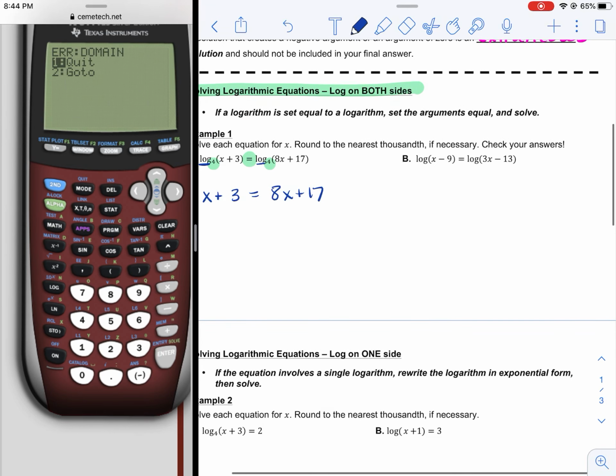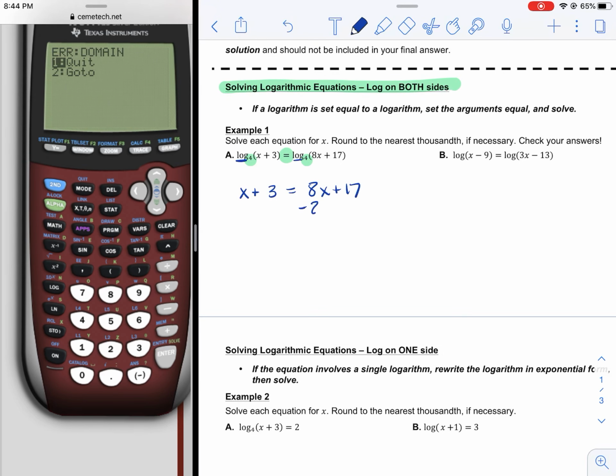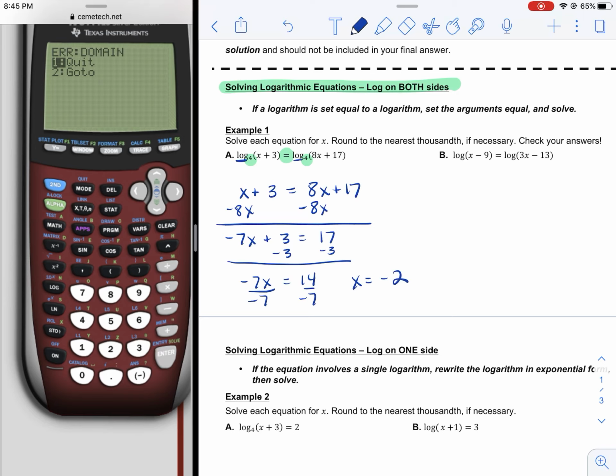Okay, and then from here, I'm going to go ahead and subtract 8x from both sides. And I get negative 7x plus 3 equals 17. And then I'm going to subtract 3 from both sides, and I get negative 7x equals 14, divided by negative 7, and x equals negative 2.